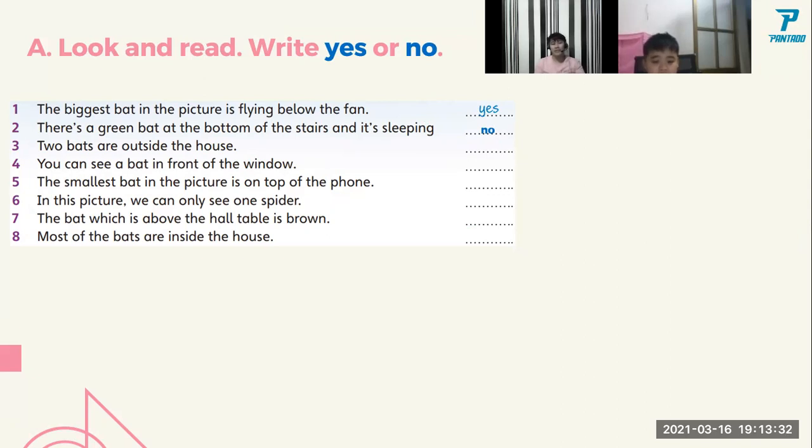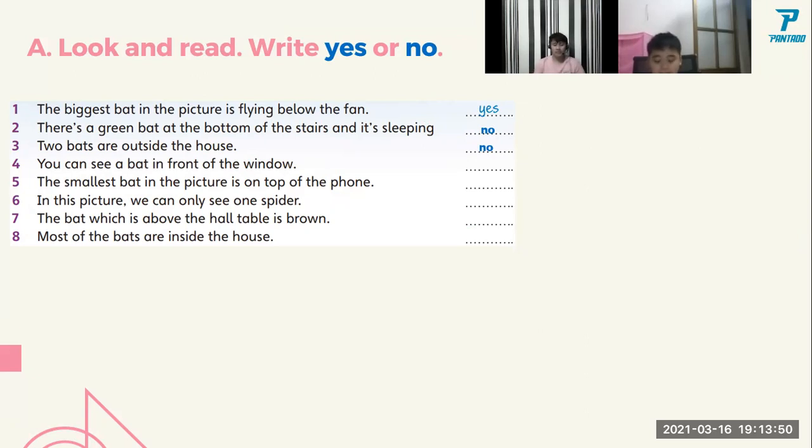Now, number three. Two bats are outside the house. No. It's okay. Only one bat. It's only one bat. Good job. Number four. You can see a bat in front of the window.